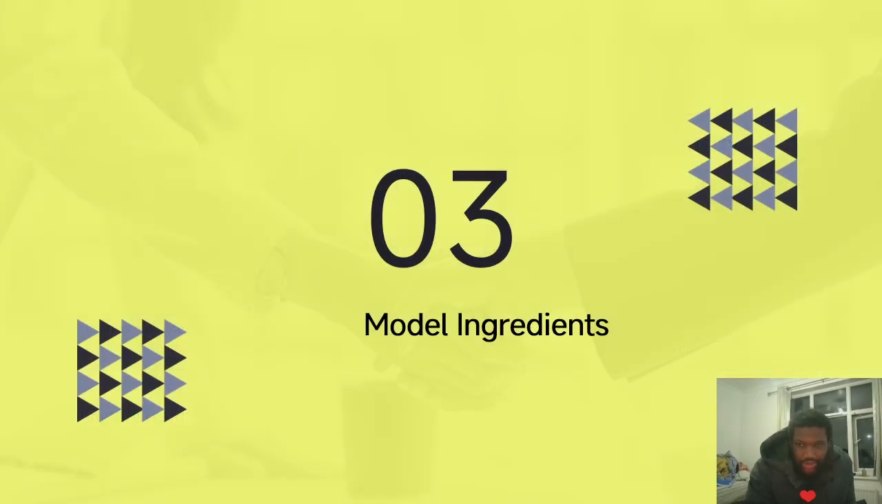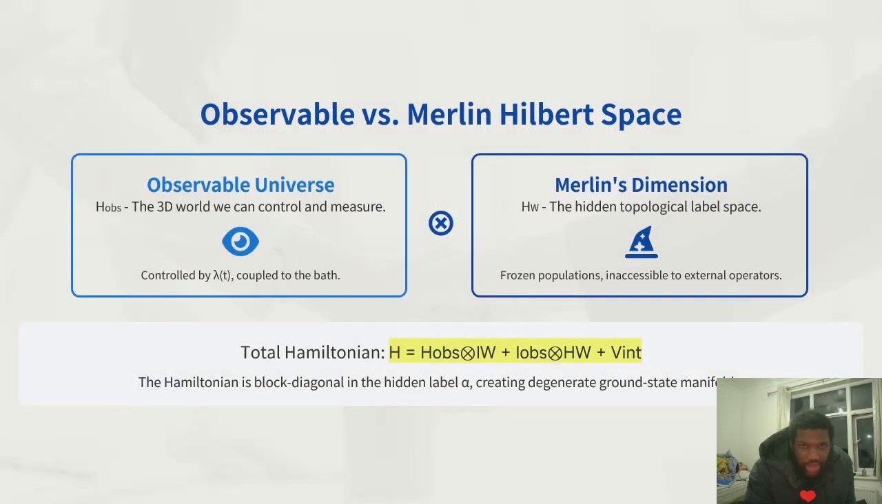So, model ingredients. Observe Merlin and Hilbert space. Hilbert space is lattice bound. What is Hilbert space? Hilbert space is a quantum space where all energy and matter coexist, like the bubble form. So you get the Merlin space, because of the bubble form. The 3D world we can see, measure and control. Control is based on lambda t, time coupled to the bath.